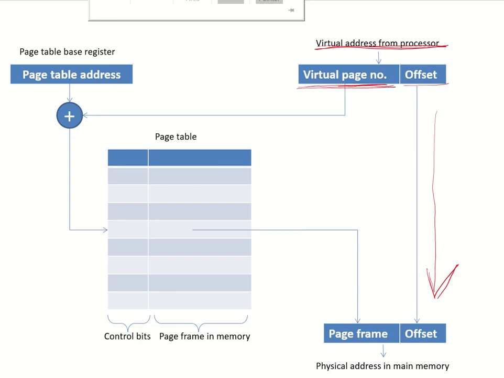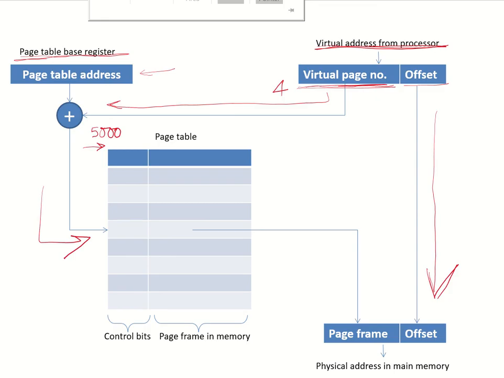The virtual page number is taken and added to the page table address. Where is this page table address? This is stored in the page table base register. So here the page table address is available. Now the virtual page number will be added to the page table address. Suppose the page table was starting at address 5000 and the virtual page number is 4. So 5000 will be added to 4 and this will give us the entry in the page table.